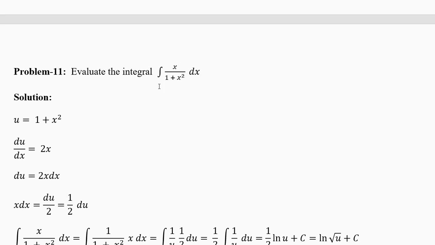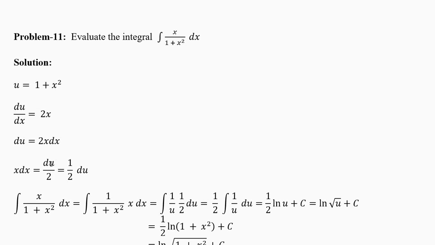Now evaluate the integral of x over 1 plus x squared. What's your main function? It is again the power function. The power is minus 1. So put the argument u equal to 1 plus x squared, du/dx equal to 2x, x dx equal to half du.